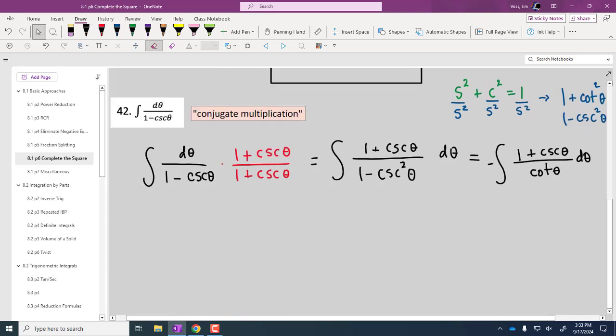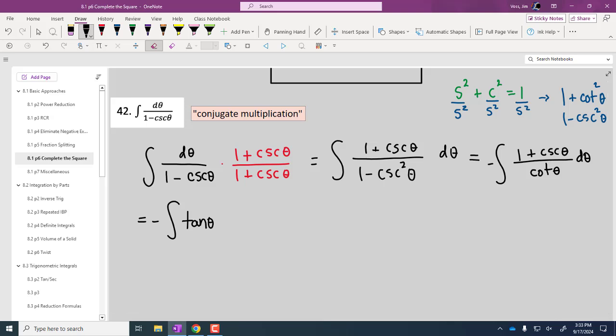Okay, so let's split the fractions. So we're going to have minus integral. So 1 divided by cotangent. Isn't that tangent? 1 divided by cotangent is tan. And then that one, cosecant divided by cotangent.